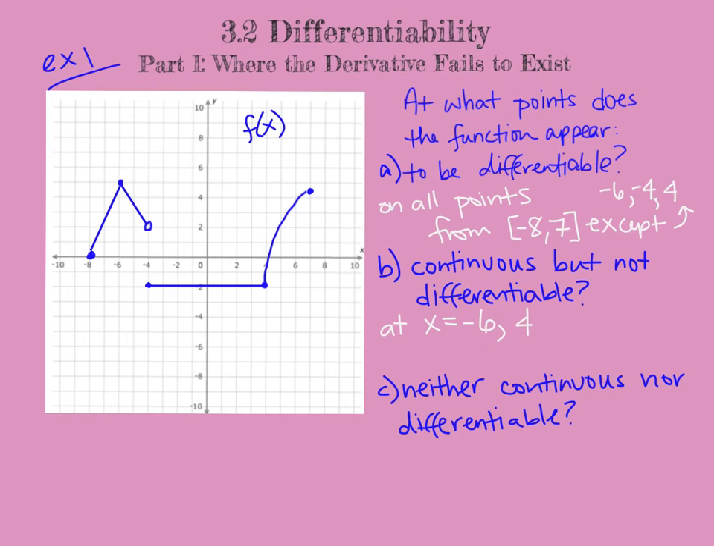Let's take a look at part C. Where are we neither continuous nor differentiable? Well, we saw that there was really just one main issue here, which was when x was -4. We're not continuous there. There's a jump discontinuity, nor are we differentiable because we're not continuous. So only at x equals -4.